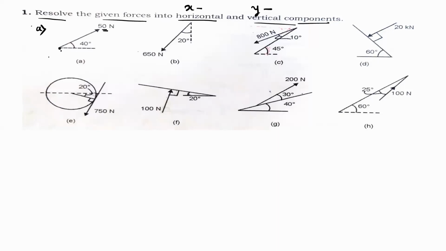So we can construct x and y axis. This is the x axis and this is the y axis. Now along the x and y axis, we can show the components. This is the x component along the x axis, and this will become the y component. So this is Fx and this is Fy.